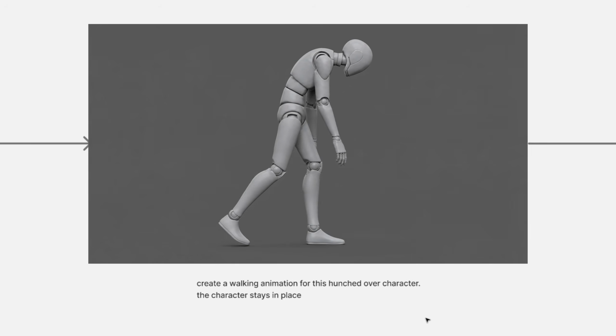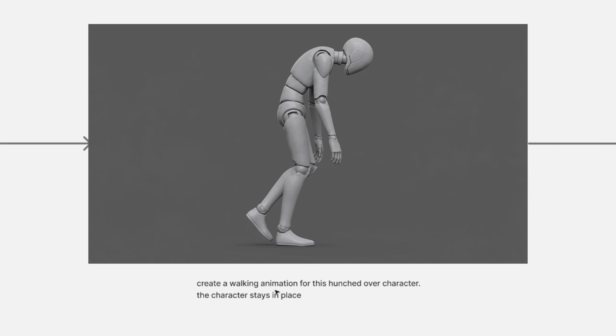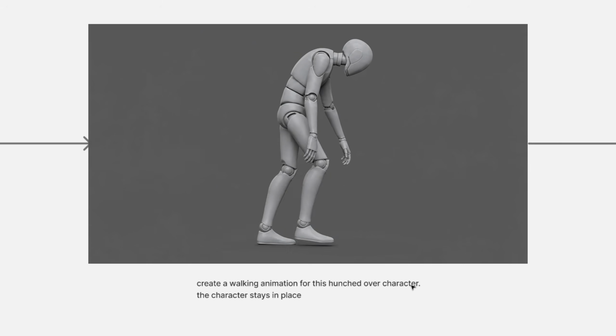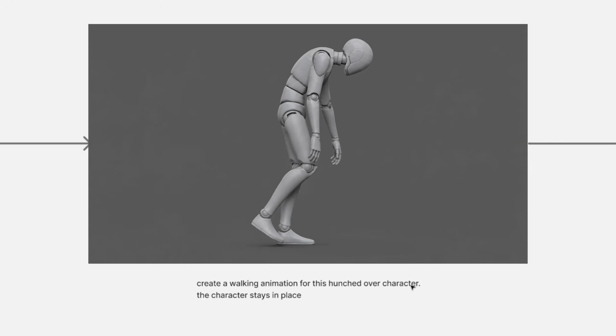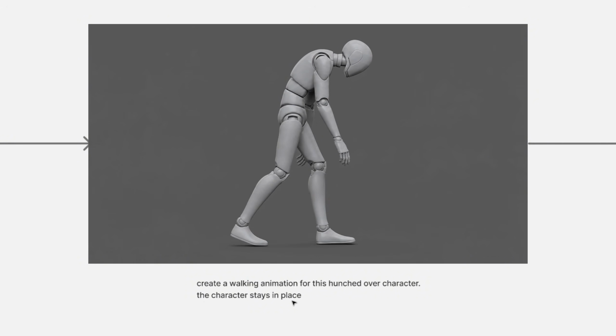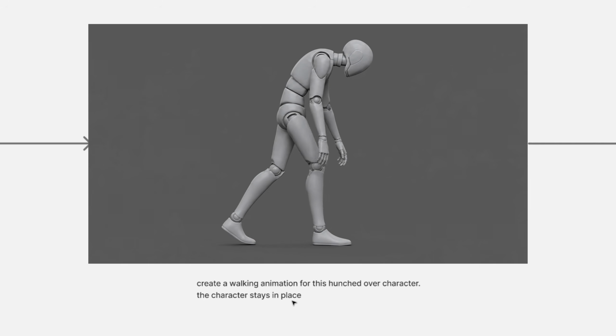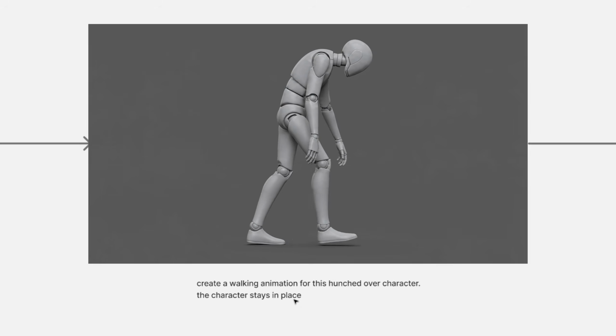Now in the next step, we are already creating this inside of Seedance. So you can see the prompt here, create a walking animation from this hunched over character. So I'm using the image as an input. The character stays in place. This is important, so it's not walking outside of the frame. He has to stay right in the middle. Of course, if you want to have another animation prompt for that, that's okay. I wanted to have it like this.